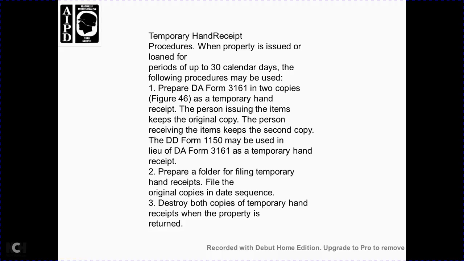Temporary hand receipt procedure for property issued for periods up to 30 calendar days: the following procedure may be used. DA Form 3161 is prepared in two copies, figure 46, the temporary hand receipt. The person issuing the items keeps the original copy, and the person receiving the items keeps the second copy. DA Form 1150 may be used in lieu of DA Form 3161 as a temporary hand receipt. Prepare a folder for filing the temporary hand receipts, filing the original copy in date sequence, and destroy both copies of the temporary hand receipt when the property is returned.